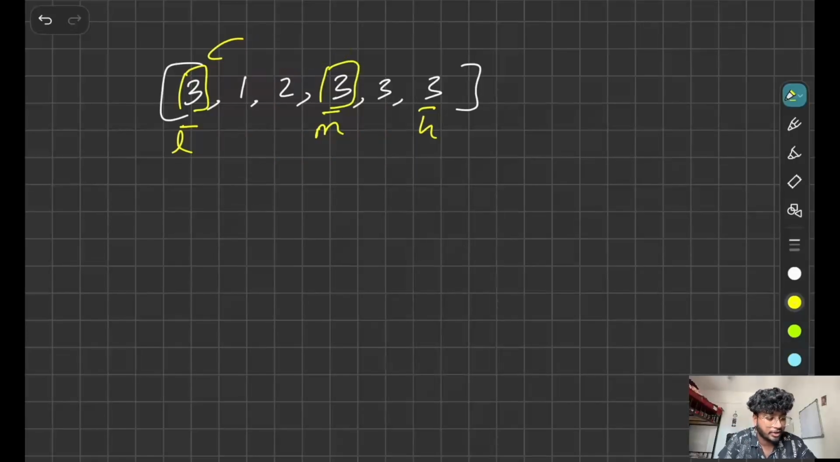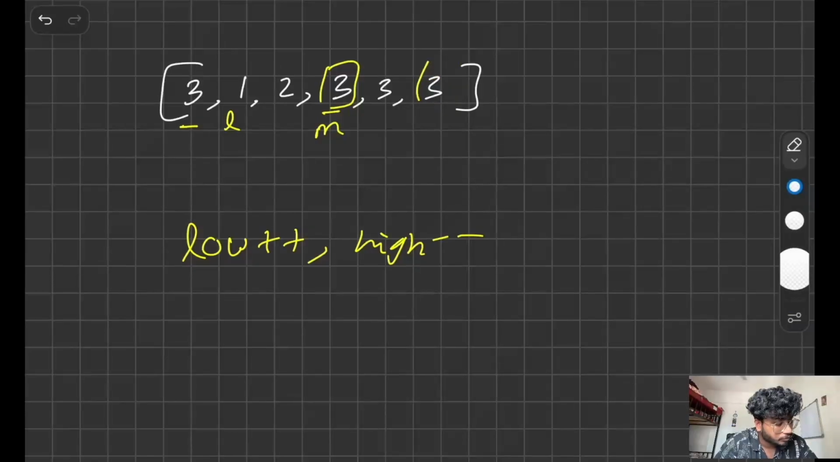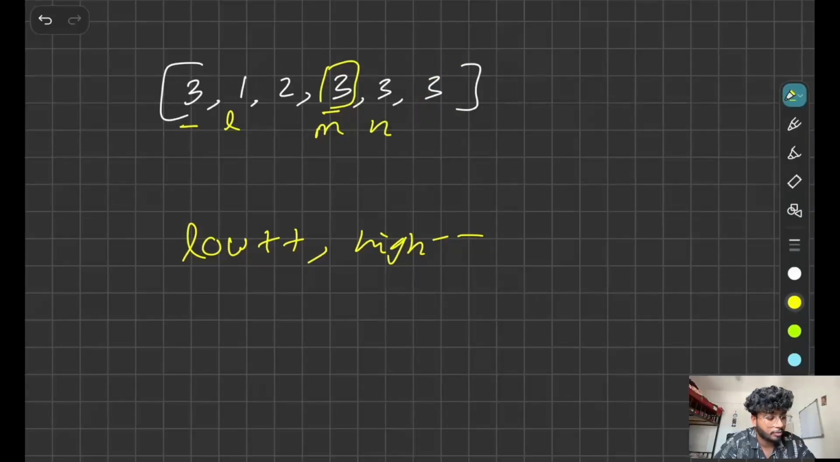To trim down my search space, I would do a low plus plus and a high minus minus until I have three distinct elements, so I don't have equal elements at low, mid, and high. So I'll trim down. I will move my low with a low plus plus, so low would be here, and my high would be high minus minus. My high would be here. So now, as you can see, my mid would be here, right?